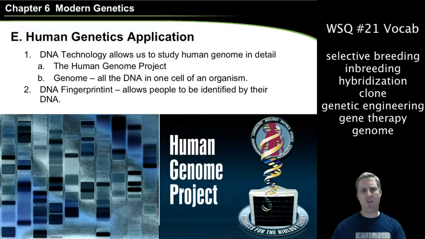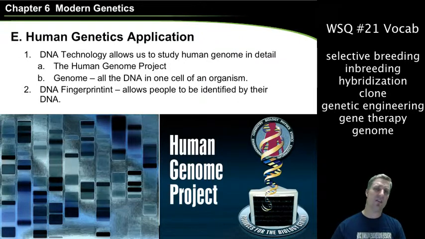Another thing that's just finished recently is the human genome, and human genetic applications have been happening. They use DNA technology for a lot of good reasons. For example, DNA technology allows us to study the human genome in detail, knowing what the particular genes and traits are and where they are carried on DNA. All the DNA in one cell or organism, we call its genome. That's the entire organism's genetic fingerprint.